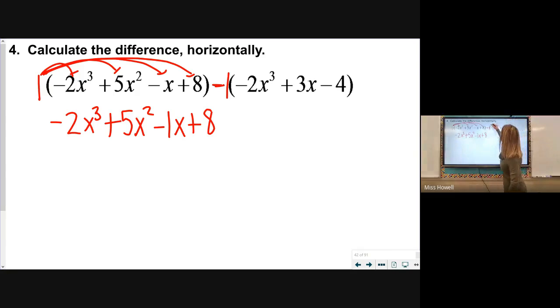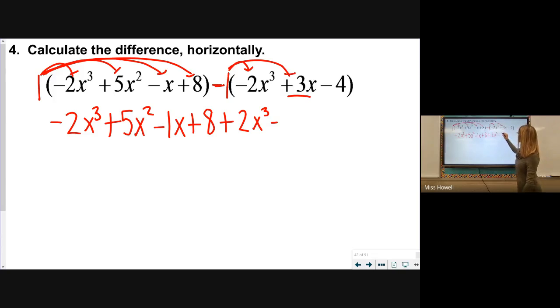All right, multiplying back here by a negative 1. Anytime you take a value and you multiply it by negative 1, you're going to get the opposite of the original number. So negative times negative here would be now a positive 2x to the third. A negative times a positive here would be now a negative 3x or minus 3x. A negative times a negative here would again give us our opposite of plus 4.